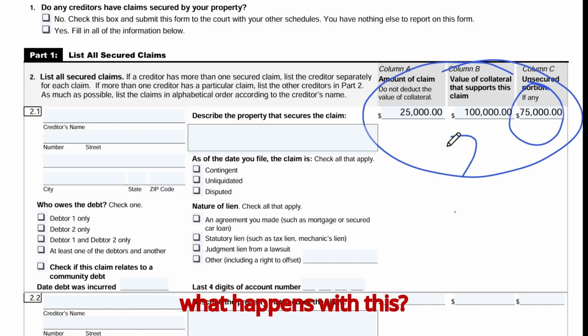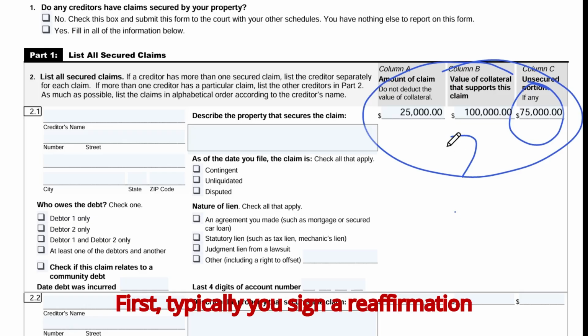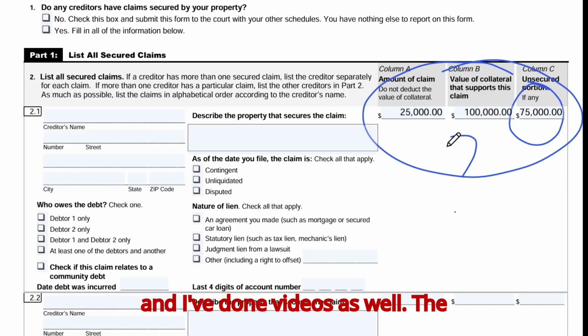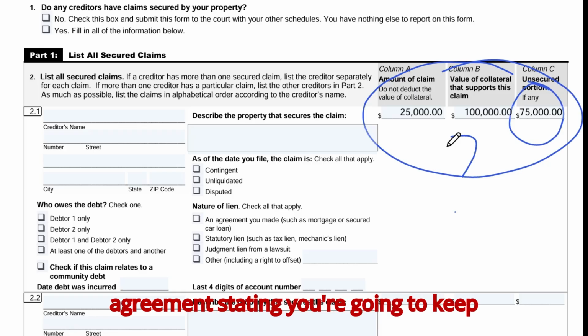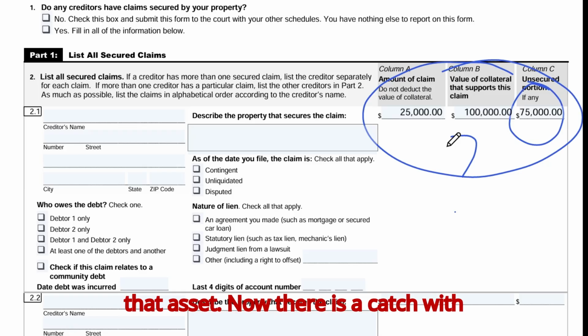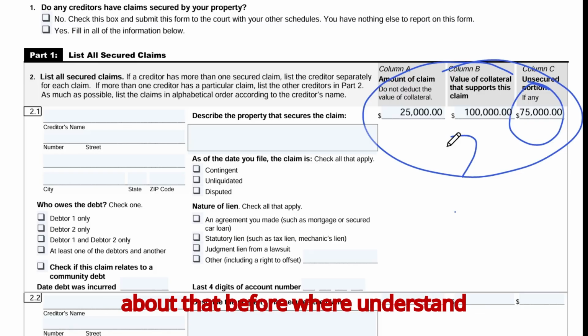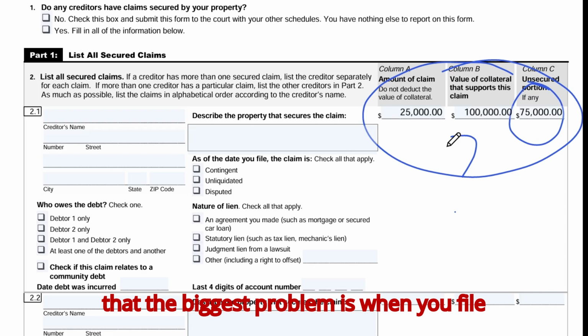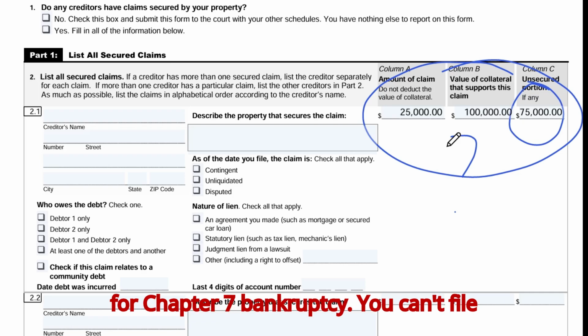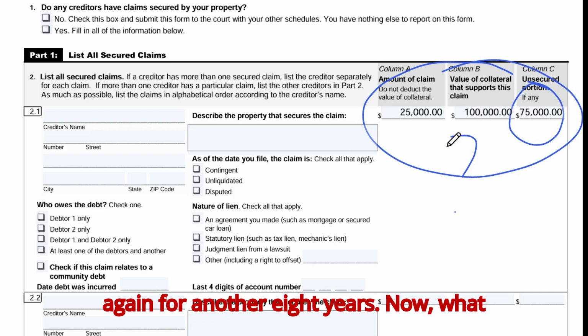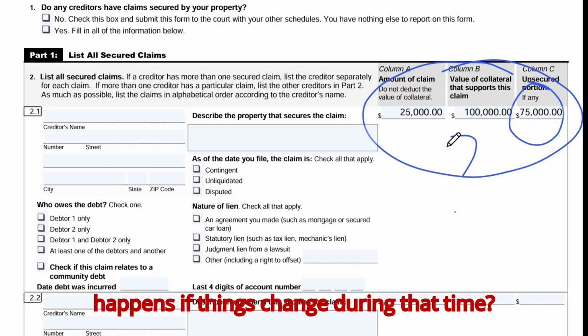Now, what happens with this? First, typically you sign a reaffirmation agreement, and I've written about that and I've done videos as well. The reaffirmation agreement is just an agreement stating you're going to keep that asset. Now, there is a catch with reaffirmation agreements, and I've talked about that before, where understand that the biggest problem is when you file for Chapter 7 bankruptcy, you can't file again for another 8 years. Now, what happens if things change during that time?